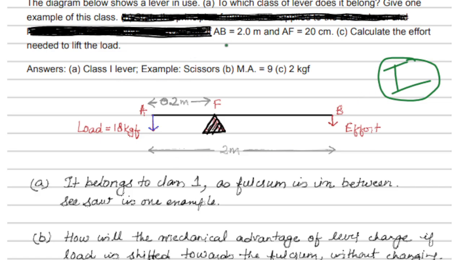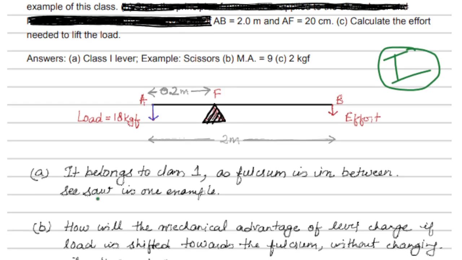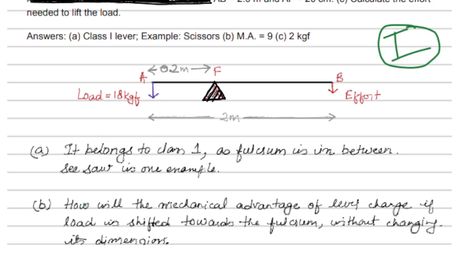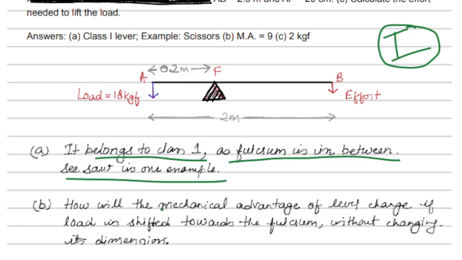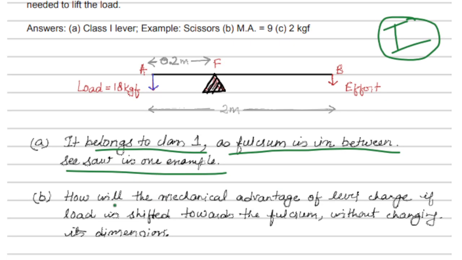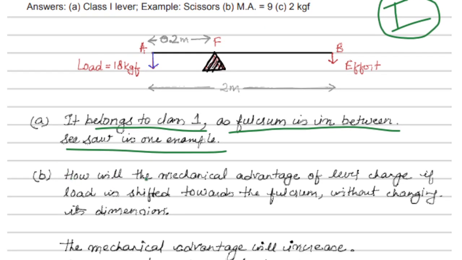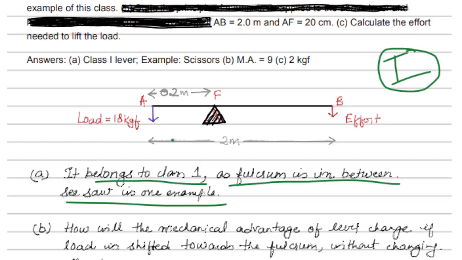Now what are they asking else? They have given these distances. I made this diagram. Now we need to calculate. The options I have written here. So first thing is it belongs to class 1 as fulcrum is in between. Seesaw is also one example. Now the B option is how will the mechanical advantage of the lever change if the load is shifted towards the fulcrum without changing its dimension.